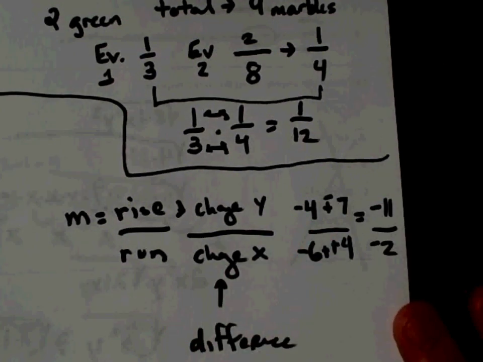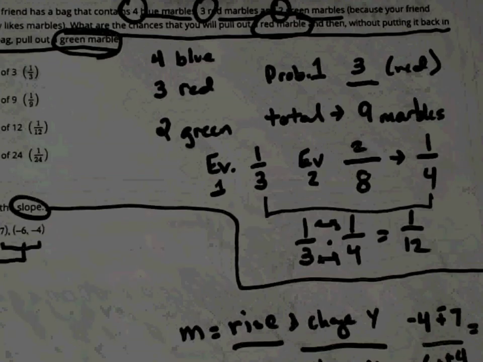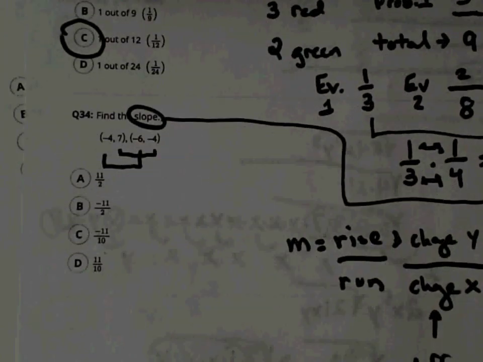So what are those two negatives going to do? So it's going to be 11 over 2. Which one is that one? Very good. All right, we will shut it down there today.